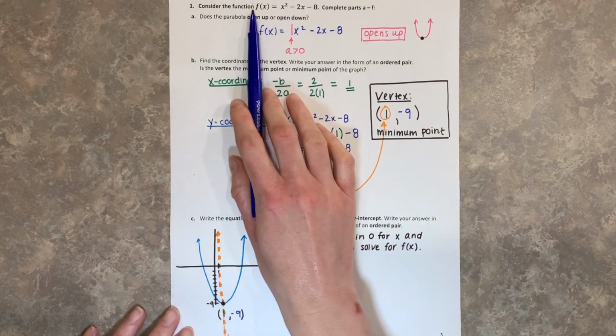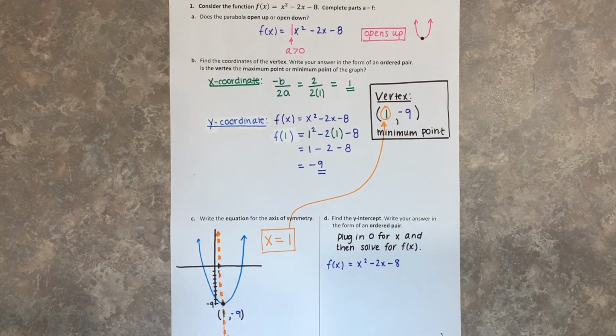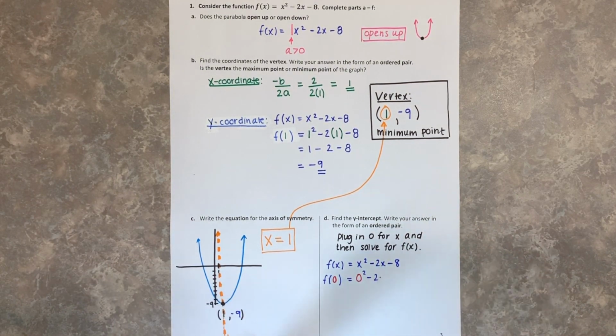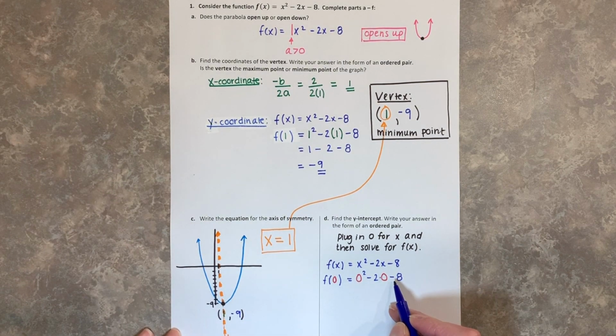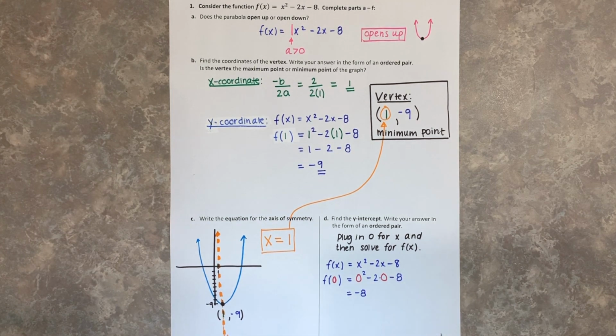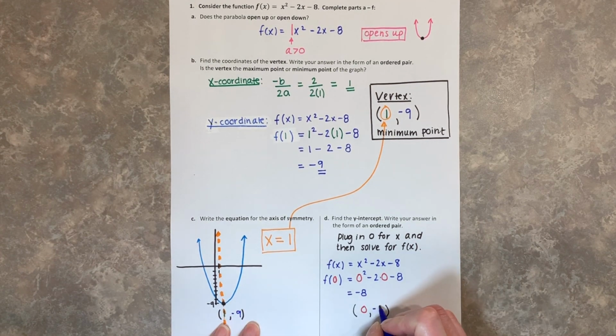So I'm going to start by just copying down our given function, and let's go ahead and plug in 0 for x. This will leave us with 0 minus 8, which will leave us with negative 8. So if we write our y-intercept as an ordered pair, the x-coordinate of any y-intercept is always 0. That's why we plugged in 0 for x. And then we found that the y-coordinate, or in other words, the f of x coordinate, is negative 8.